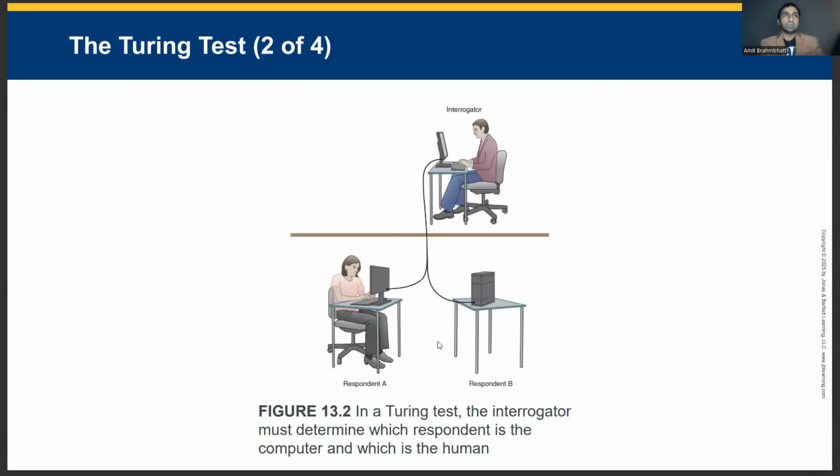Slide 9, the Turing Test, 2 of 4. This slide shows the setup. An interrogator communicates with a human and a machine through text. The interrogator's job is to figure out which is which. The goal of the machine is to appear convincingly human. This test focuses on language use because conversation demonstrates understanding, reasoning, humor, and context, all challenging for computers.